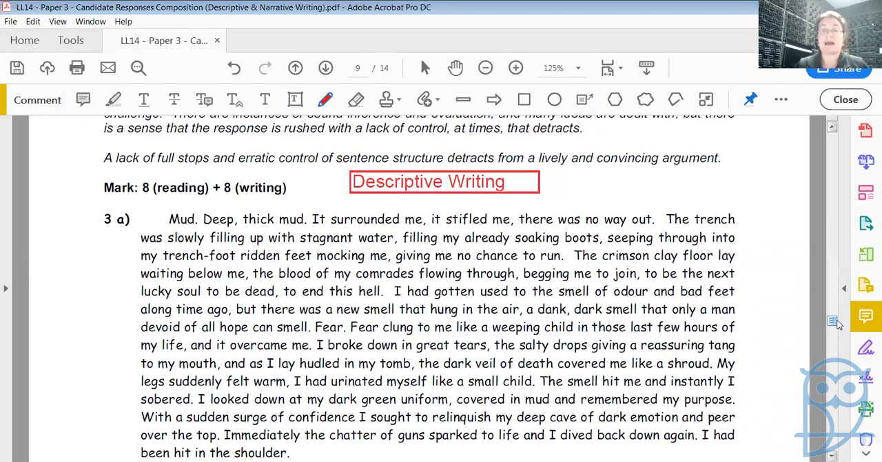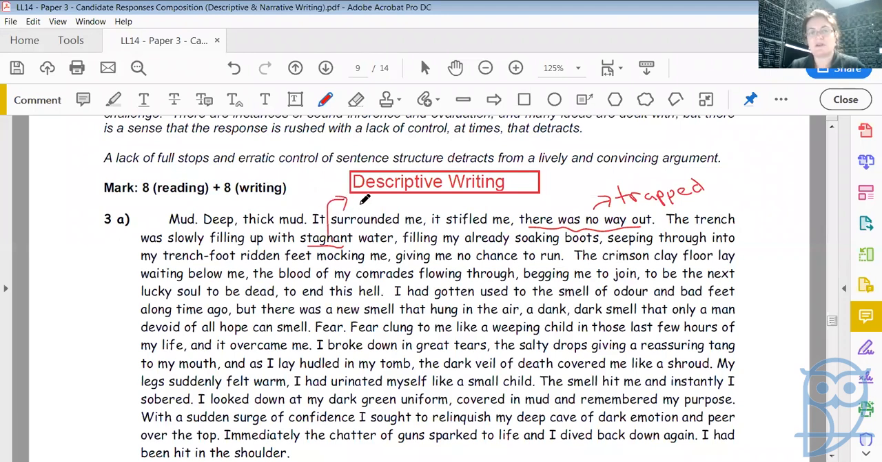So let's see. I think this opening strikes you straight away. Mud, what an interesting word to open up a description with. And it's something you're describing. It's mud, it's deep, it's thick. It surrounded me, it stifled me, there was no way out. This sense of feeling trapped is already evoked in those opening few sentences. Okay? Or specifically this part of the sentence: the trench was slowly filling up with stagnant water.